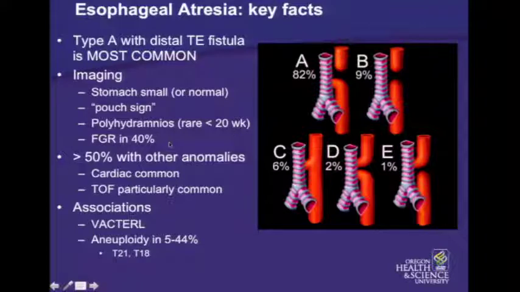Growth restriction happens in about 40% of the cases. More than half will have other anomalies, most commonly cardiac anomaly, and in particular tetralogy of Fallot. The associations include VACTERL and aneuploidy in 5 to 44%. So genetic counseling is recommended for cases in which a small stomach is seen.